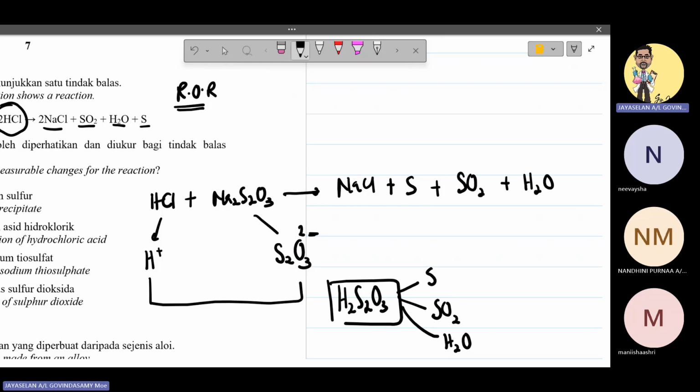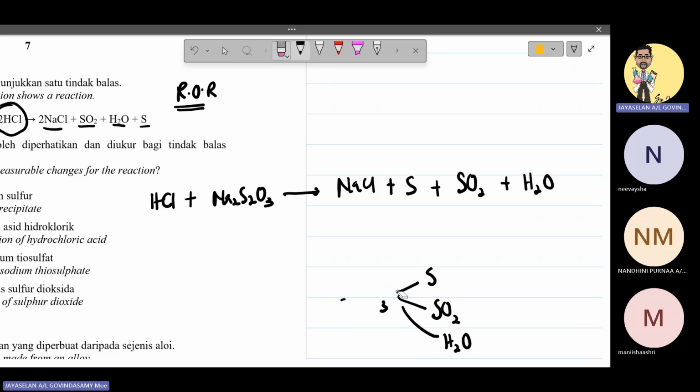Any question? No question. Okay, so erase all these. You balance the sodium. Sodium here 1, here 2. You all put 2. Now chloride 2. So the rest balance. Sulfur balance, oxygen balance.